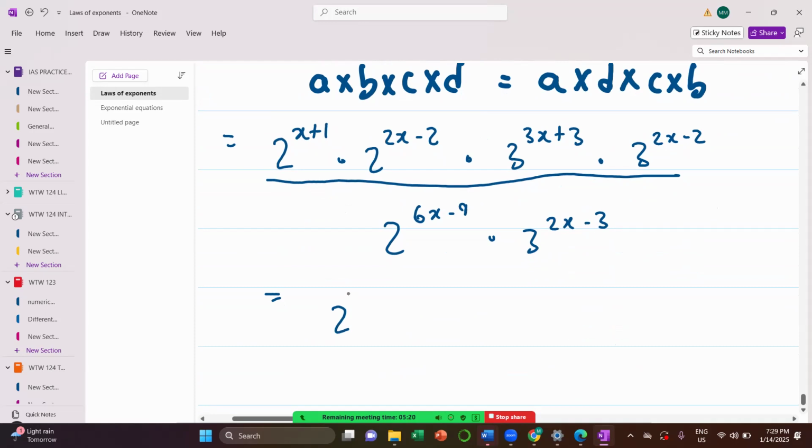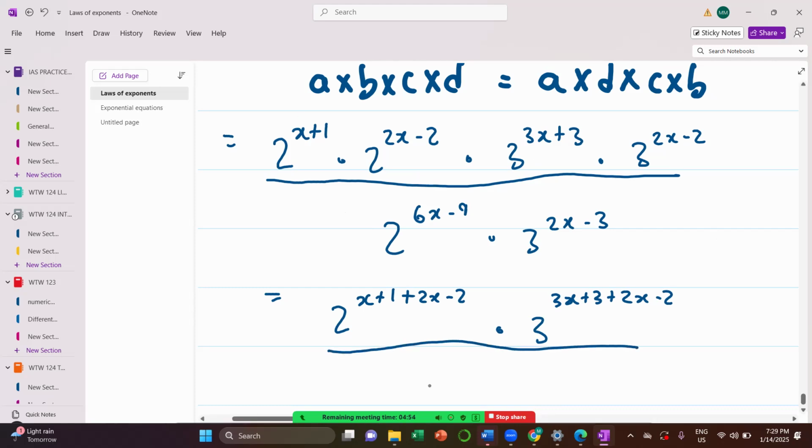So it's going to be 2 to the exponent of x plus 1 plus 2x minus 2. And I'm going to multiply by, I still have the same base here, I'm just going to add the exponents, which is 3x plus 3 plus 2x minus 2. I'm simply adding these exponents. Even here, I added these exponents. All over, I still keep the denominator 2 to the exponent of 6x minus 9 times 3 to the exponent of 2x minus 3. So what do I do now?